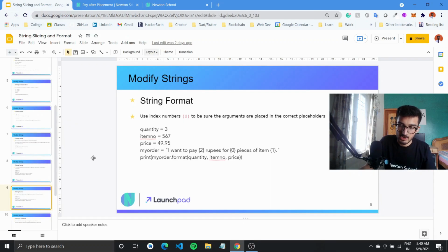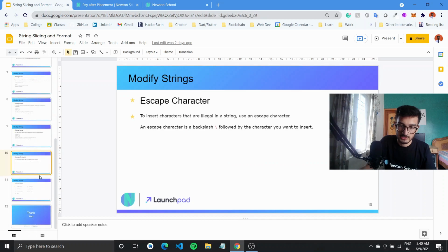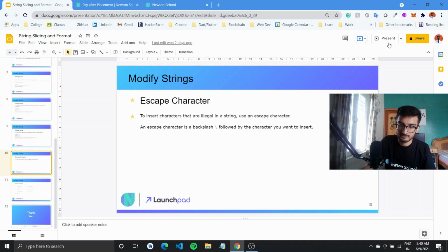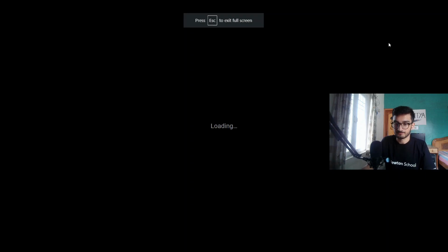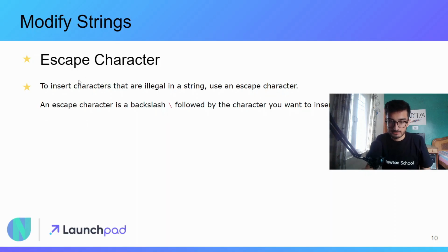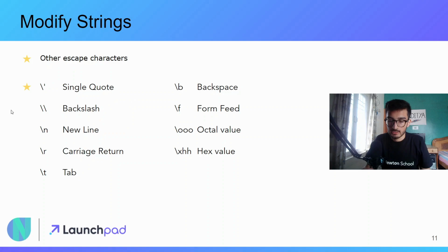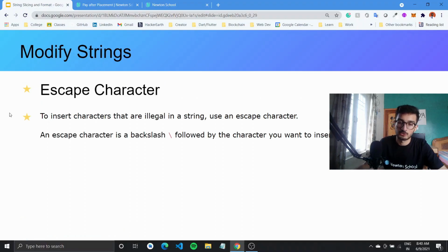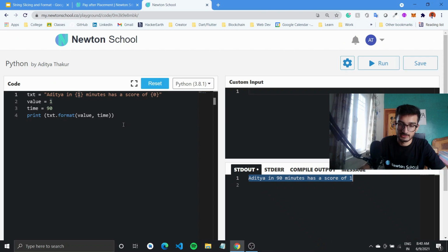So that is about the format. You can try out different combinations. Then the last thing left is the escape characters. Escape characters are basically a backslash that we use to insert characters that are illegal in the string. An escape character is a backslash followed by the character you want to insert.